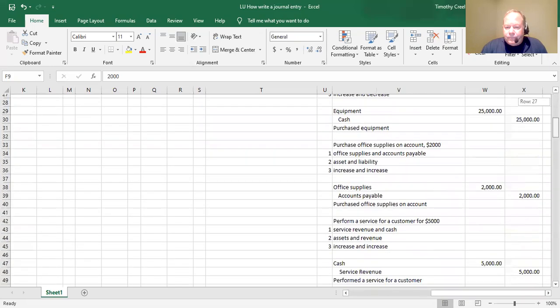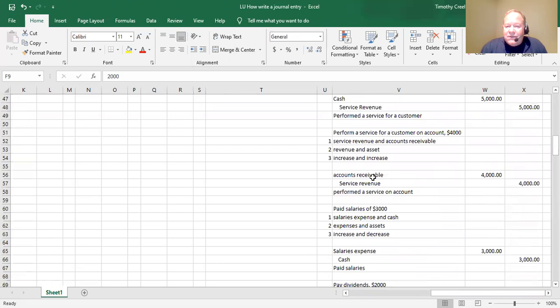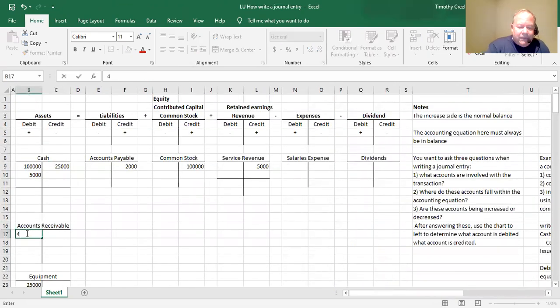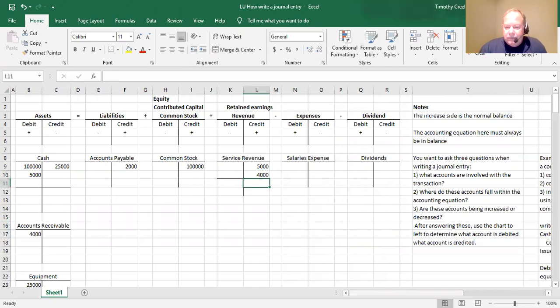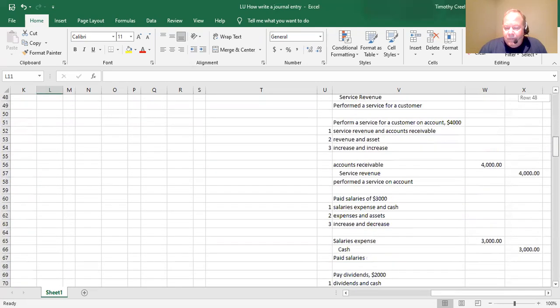Now, let's go down. Let's say this time we performed a service and the customer agreed to pay us later. So we debited accounts receivable and credited service revenue. So I would go over here and put 4,000 in accounts receivable. And I would put 4,000 in the service revenue. And let's go down to the next one.